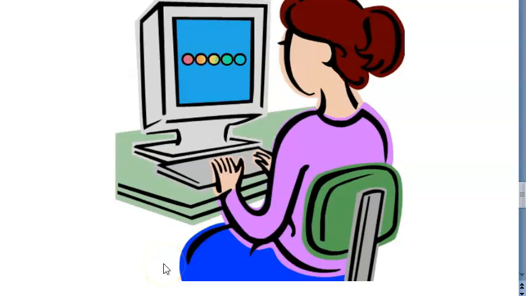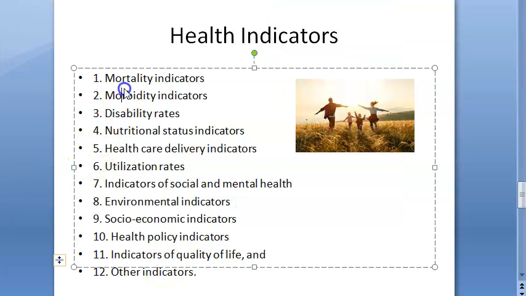Now we have reached the actual indicators that you will write for your exam. We will just give you the names and what comes under them. You will have to elaborate each one. So you have mortality indicators, morbidity indicators, disability rates, nutritional status indicators, healthcare delivery indicators, and utilization rates of whatever programs you made. Then indicators of social and mental health. It is not just physical, it is about social and mental health also. You have some indicators for this.